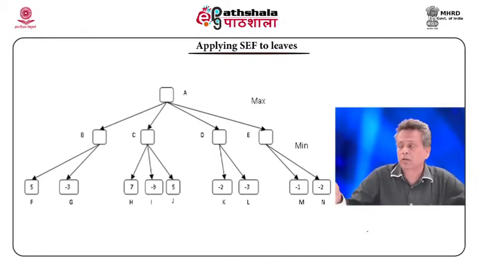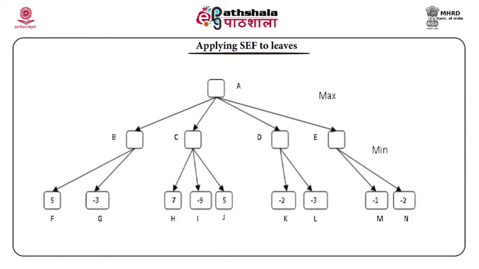Now if you look at those values, B has 2 children, F is 5 and G is 3, minus 3. While C has 3 children, H is 7, I is minus 9 and J is 5. Same way D and E. Now if you look at this, which value out of that will be passed up? The minimum value. Why? Because his opponent is going to play.